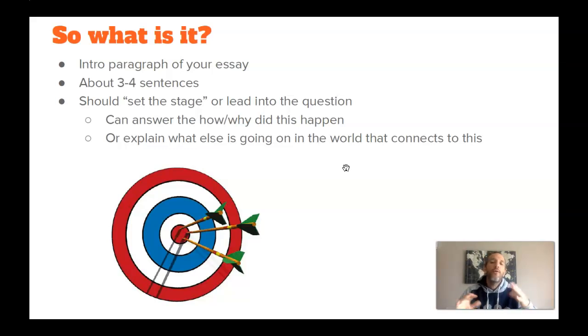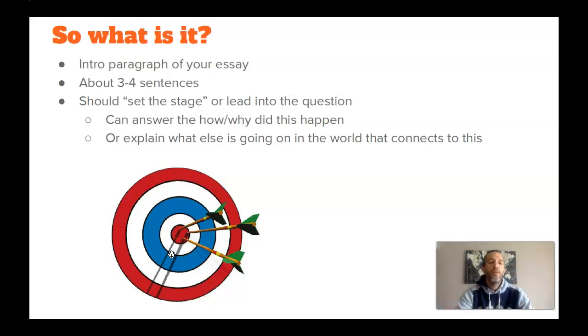I've heard this explained, and I kind of like this example as the bullseye. The bullseye is the question. That's what you're actually going to answer when you write your body paragraphs, not the contextualization. That's the bullseye. When you write your contextualization, you want to go a ring or 2 outside of the bullseye to explain what else is going on.